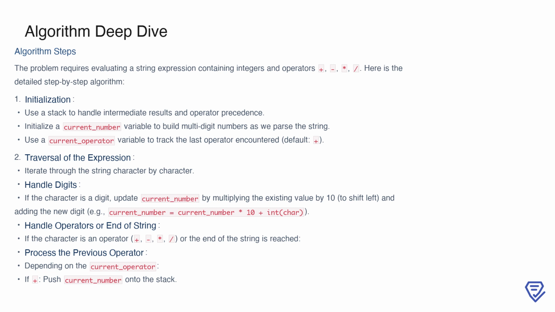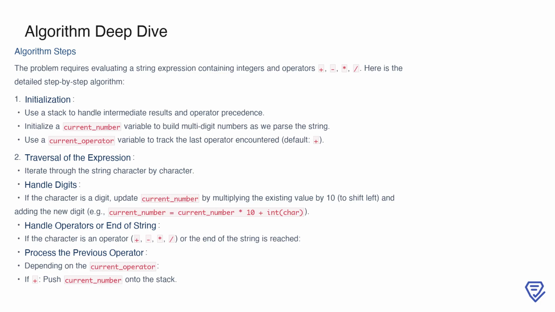Then, we traverse the expression character by character. When we encounter a digit, we update current_number by shifting its value left and adding the new digit. For instance, if the current number is 3 and the next digit is 5, current_number becomes 35. This ensures we can handle multi-digit values seamlessly.